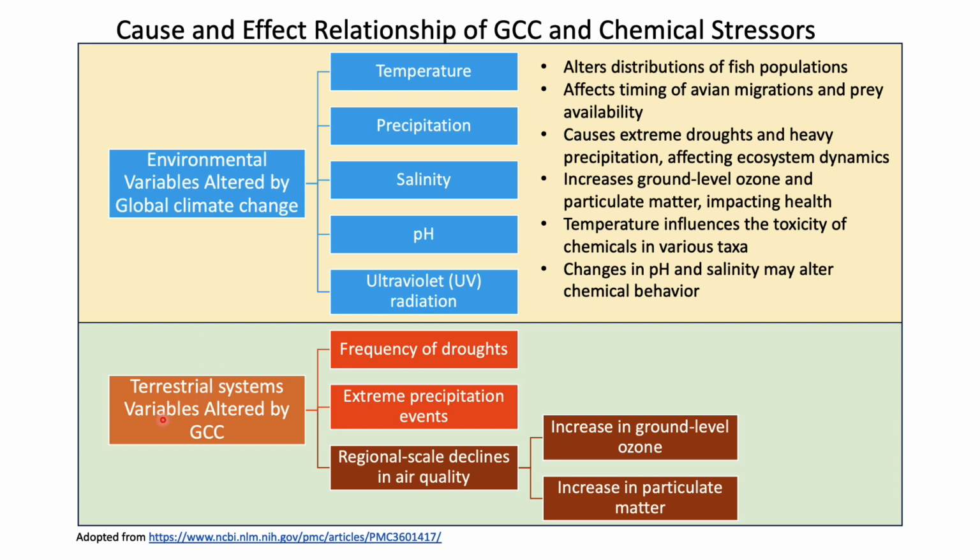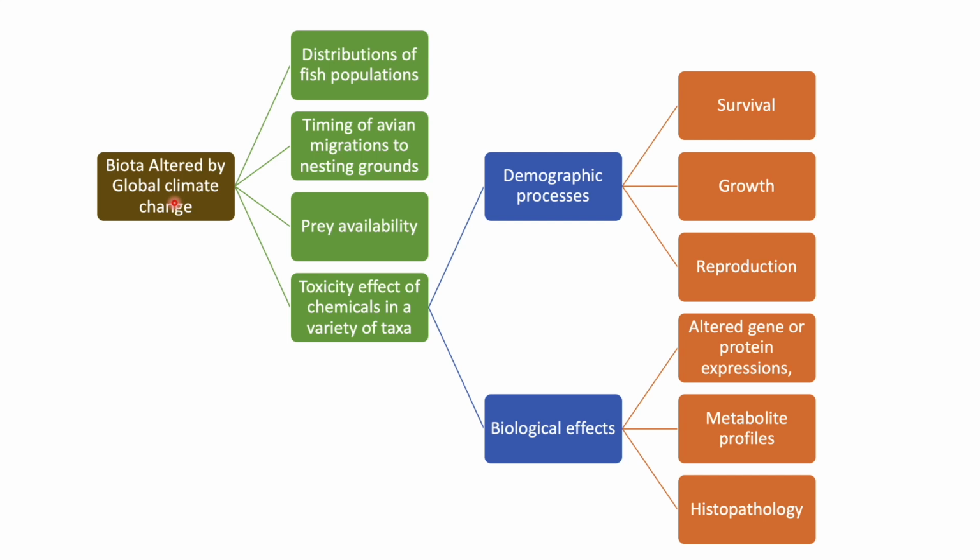And if you look at the terrestrial system variables altered by global climate change, it includes frequency of droughts, extreme precipitation events, regional scale declines in air quality, that is what is called the pollution. So this increases the ground level ozone and it also increases the particulate matter. So how is the biota affected by the global climate change? One is distribution of fish population is affected, and the timing of bird migration we have seen. The major problem is nesting grounds are also getting affected because of the change in the weather patterns. Similarly, the prey availability. And when we talk about the toxicity effect of chemicals in the variety of taxa, one is a demographic process, another one is a biological effect.